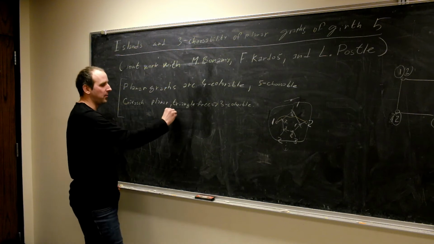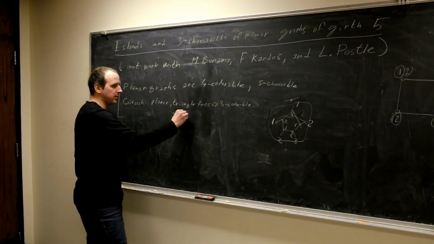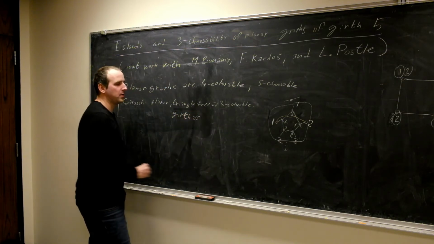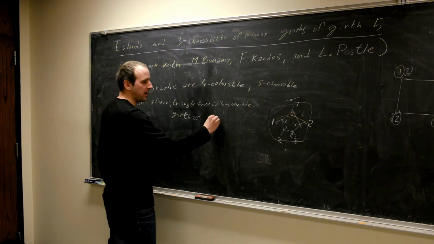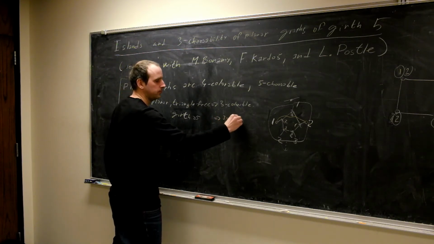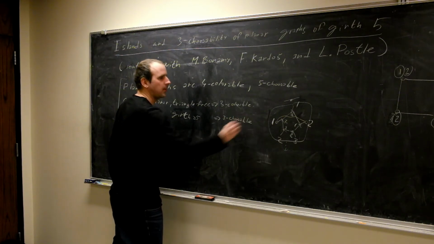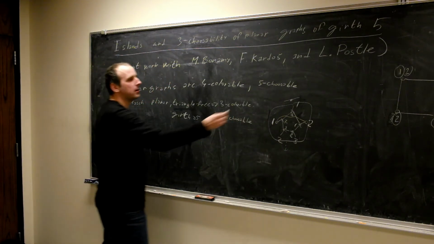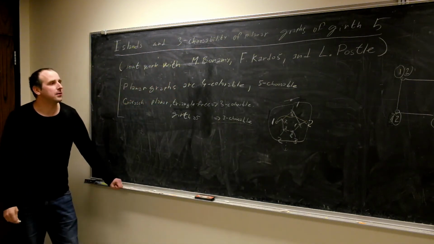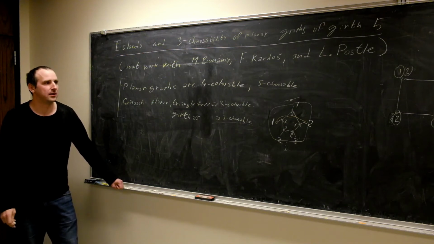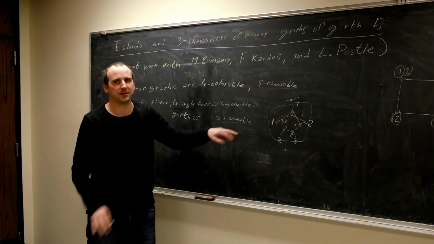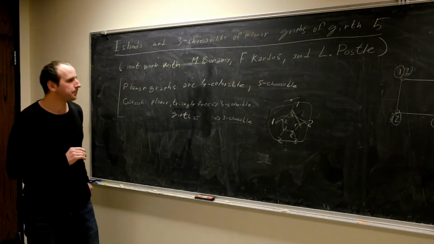So if you take planar graphs of girth at least 5, forbidding 3- and 4-cycles, then these graphs are all 3-choosable. And both of these were proved by Thomassen in the 1990s. I think this one is 1994, this one is 1995 or something like that.